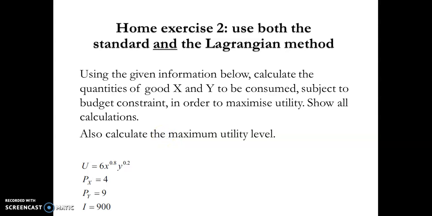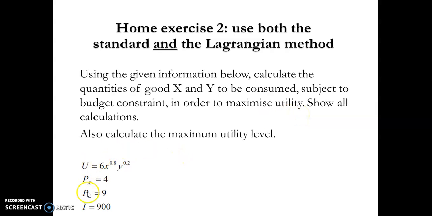So I'm continuing part 2 with home exercise 2, and you will see in this example both the standard method and the Lagrangian method is used. You are given the following information below, and you are told to calculate the quantities of good X and good Y to be consumed. You need to determine how much X and how much Y will be consumed subject to a budget constraint in order to maximize utility, right?